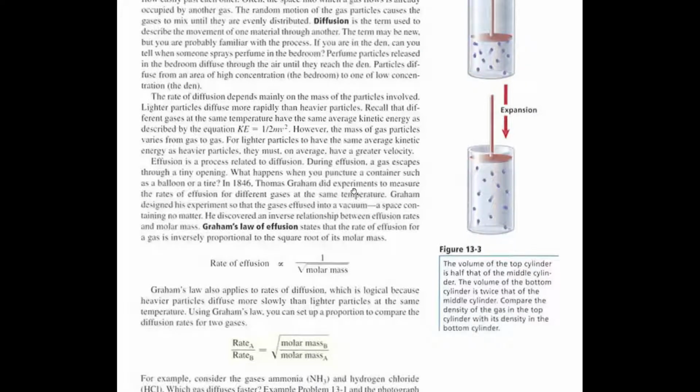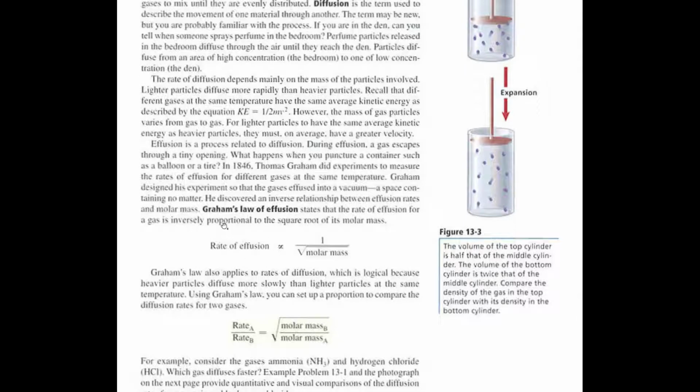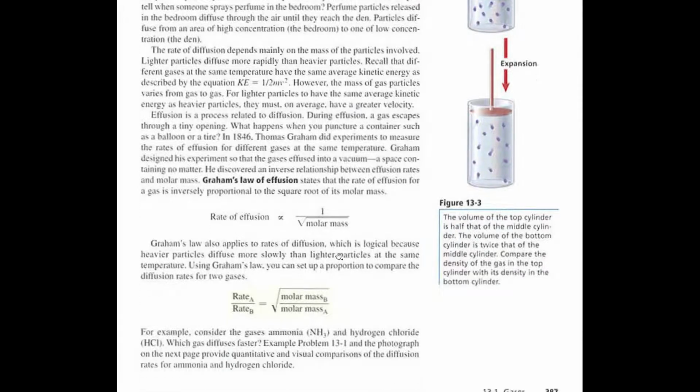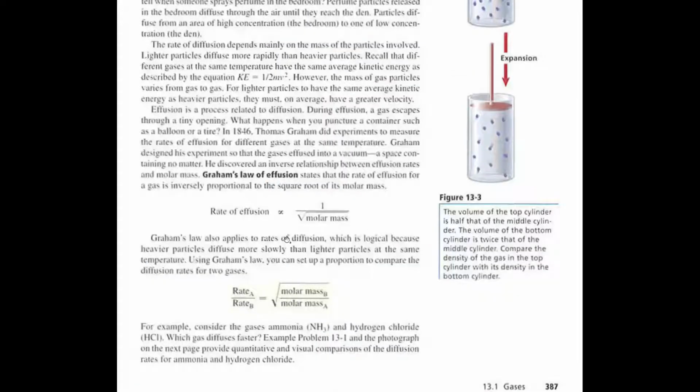So this guy, Thomas Graham, did experiments to measure different rates of effusion for different gases at the same temperature. And Graham designed his experiment so that the gases effused into a vacuum, which means into a space containing no matter, not even air. He discovered this relationship: the rate is inversely proportional to the square root of its molar mass. Okay? Graham's law also applies to rates of diffusion, which is logical because heavier particles diffuse more slowly than lighter particles.